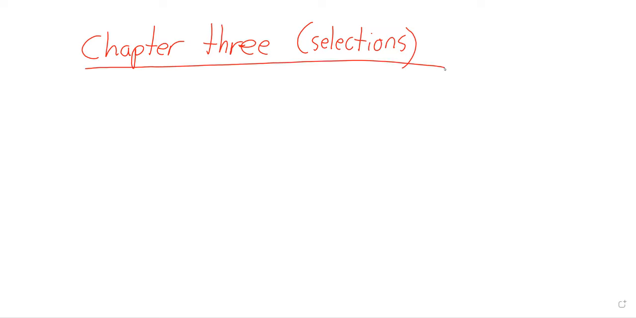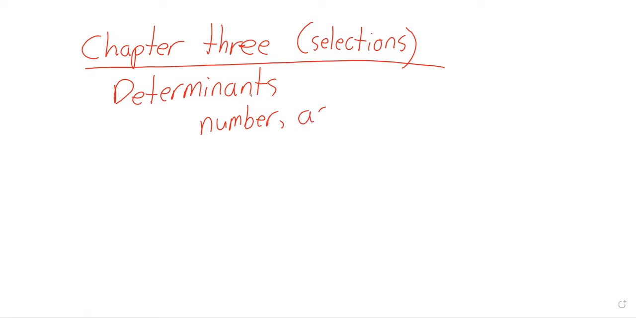So, chapter three is all about determinants. A determinant is a number. This isn't a weird way of saying it, but a number assigned to a square matrix. So every square matrix has a number called a determinant.